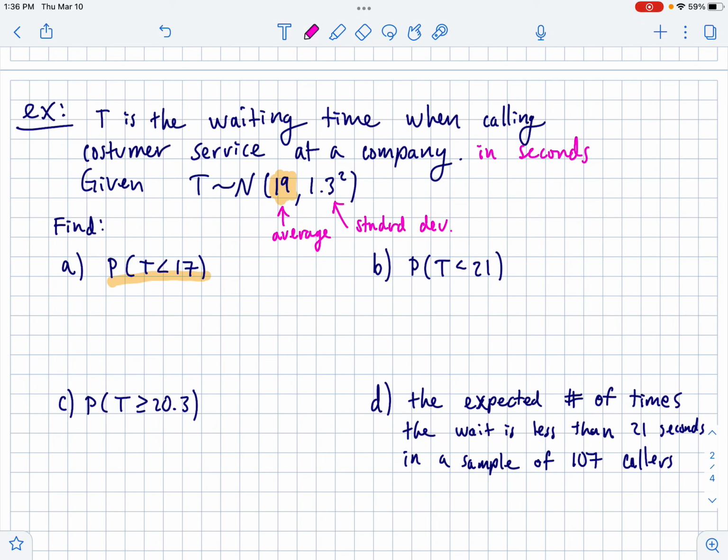The way you're going to do this is go to your distributions and use normalcdf. So this is going to be normalcdf, negative infinity, all the way up to 17. And then the mean is 19, and the standard deviation is 1.3. When you do that, I think it's about 0.062.